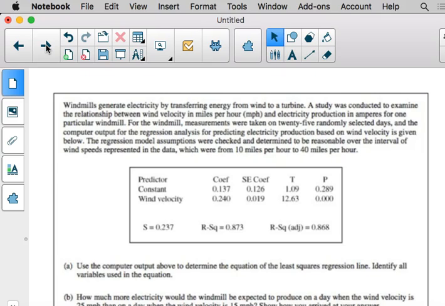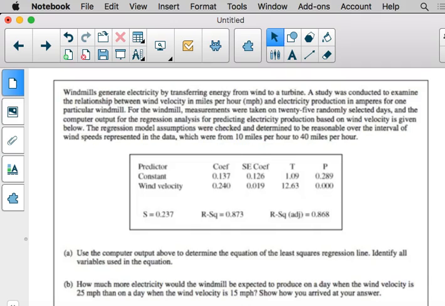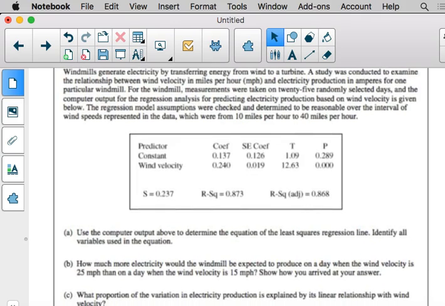And then, of course, you have the opportunity to finish the rest of the packet off to practice. Windmills generate electricity by transferring energy from wind to a turbine. A study was conducted to examine the relationship between wind velocity in miles per hour and electricity production in amperes for one particular windmill. Measurements were taken on 25 randomly selected days, and the computer output for the regression analysis for predicting electricity production based on wind velocity is given below. The regression model assumptions were checked and determined to be reasonable over the interval of wind speeds represented in the data, which were from 10 miles per hour to 40 miles per hour.